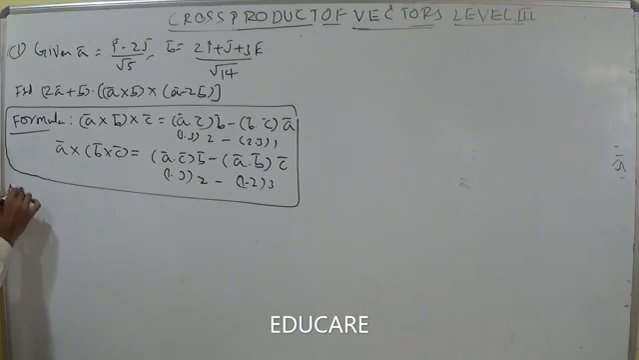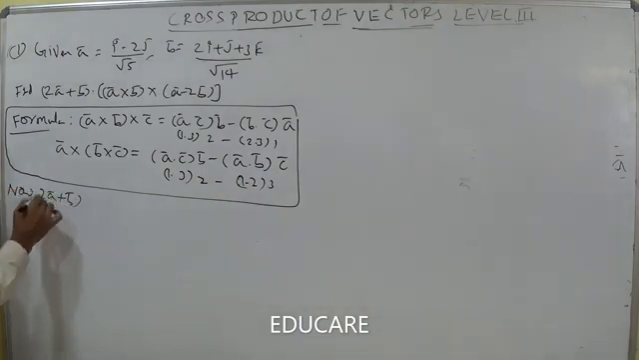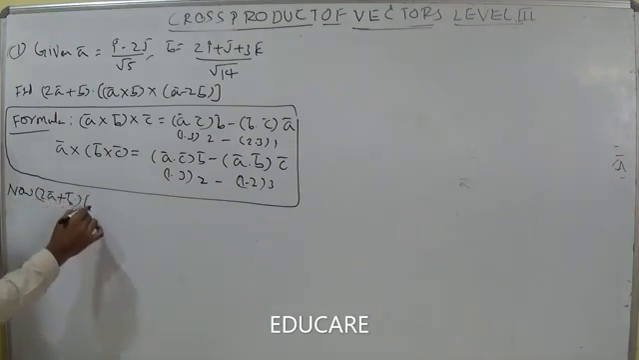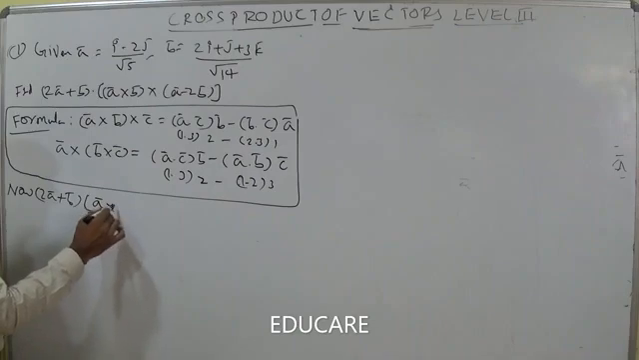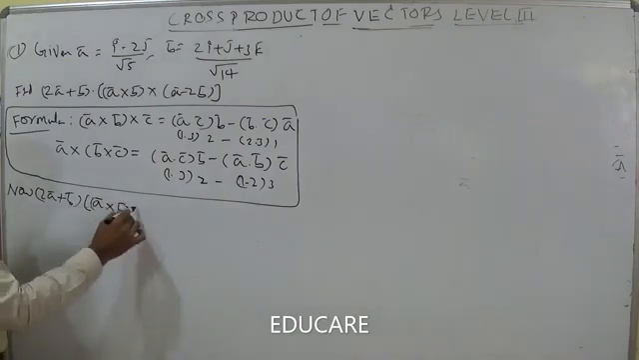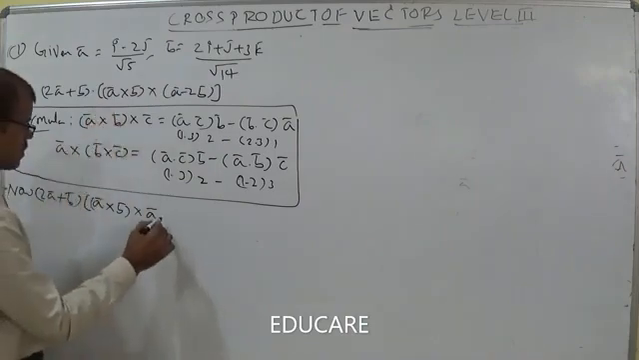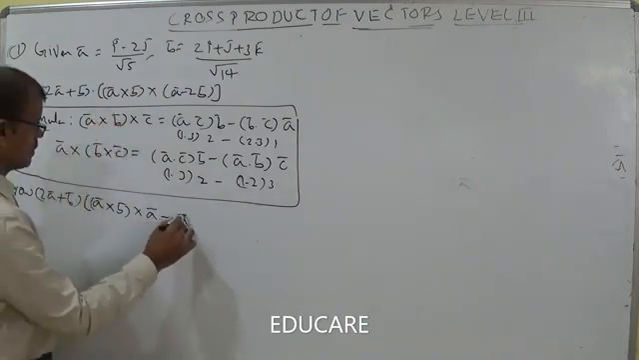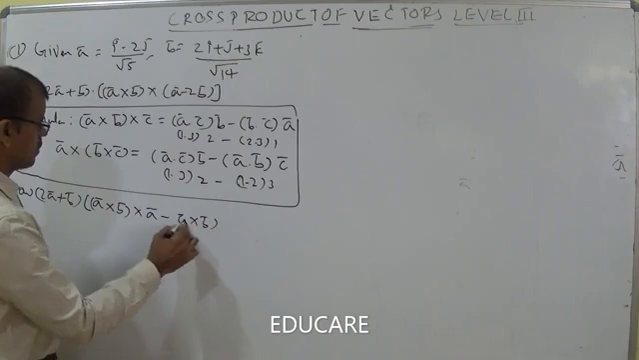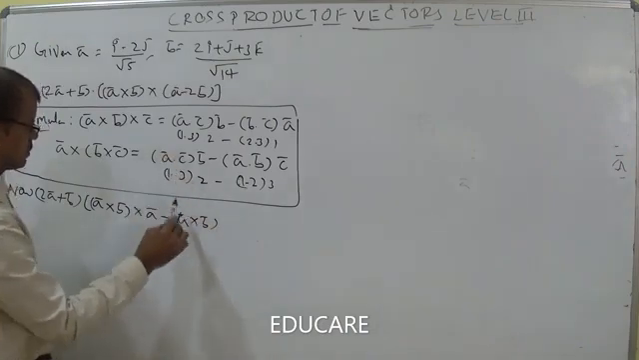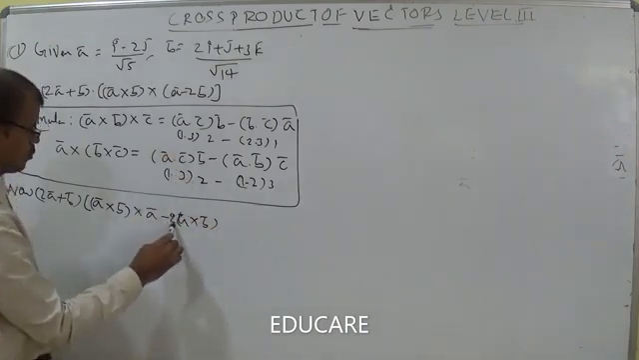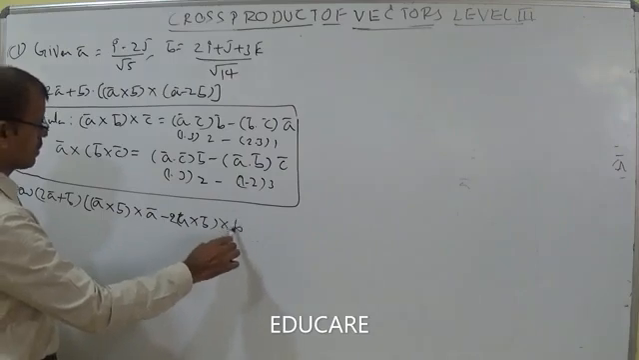Now I am writing (2a bar plus b bar) into this one, A bar cross b bar cross a bar, I am multiplying here, minus a bar cross b bar cross b bar, into 2. 2 is a scalar, you can write it anywhere, no problem.